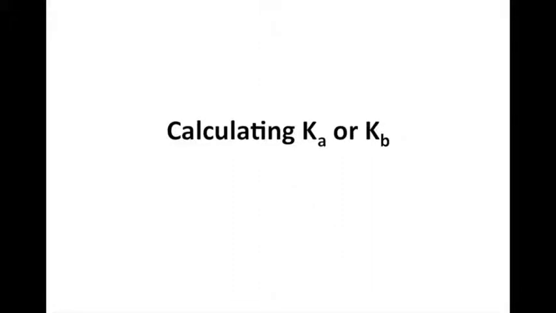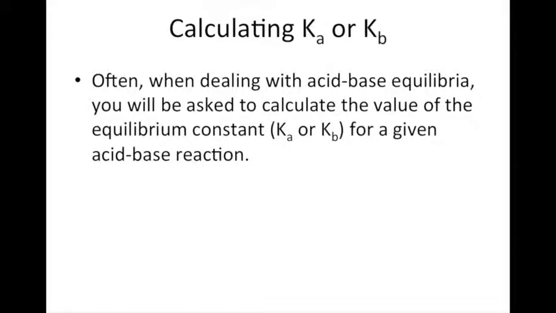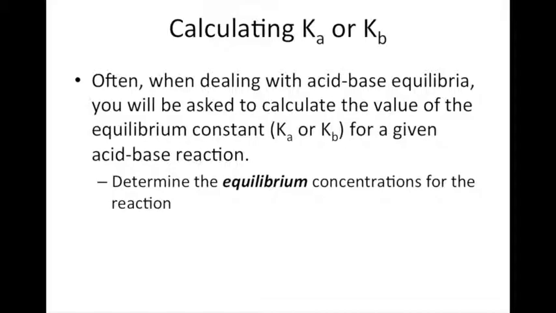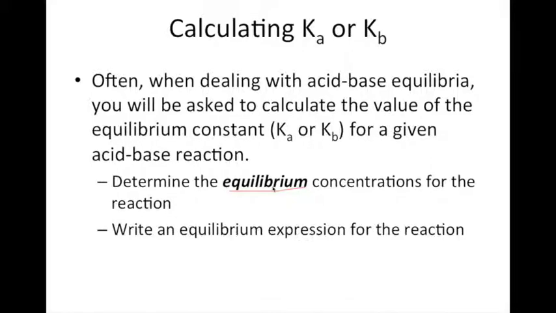In this video, we're going to look at how to calculate Ka or Kb equilibrium constants. So often when dealing with acid-base equilibria, you're going to be asked to calculate the value of an equilibrium constant, either Ka or Kb, for that particular acid-base reaction. So generally, the first thing we need to do is determine the equilibrium concentrations for the reaction. Of course, we have to have equilibrium concentrations to calculate our equilibrium constants.